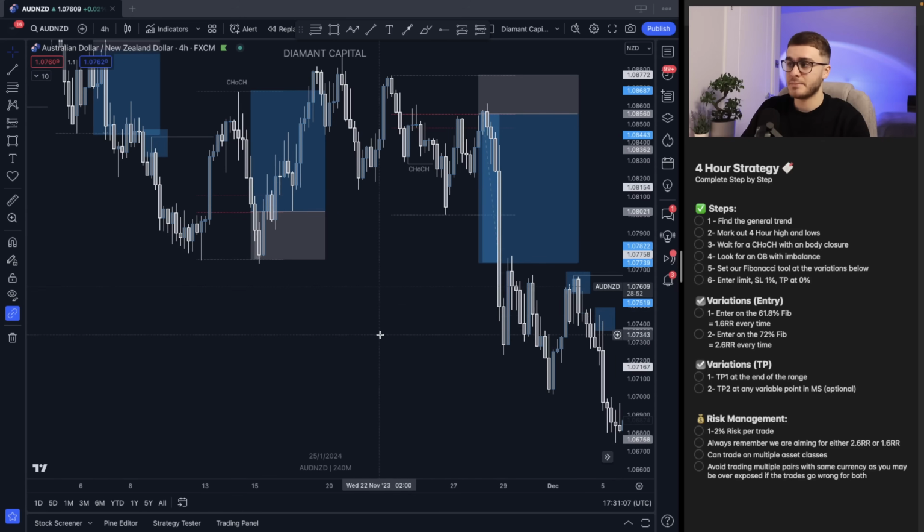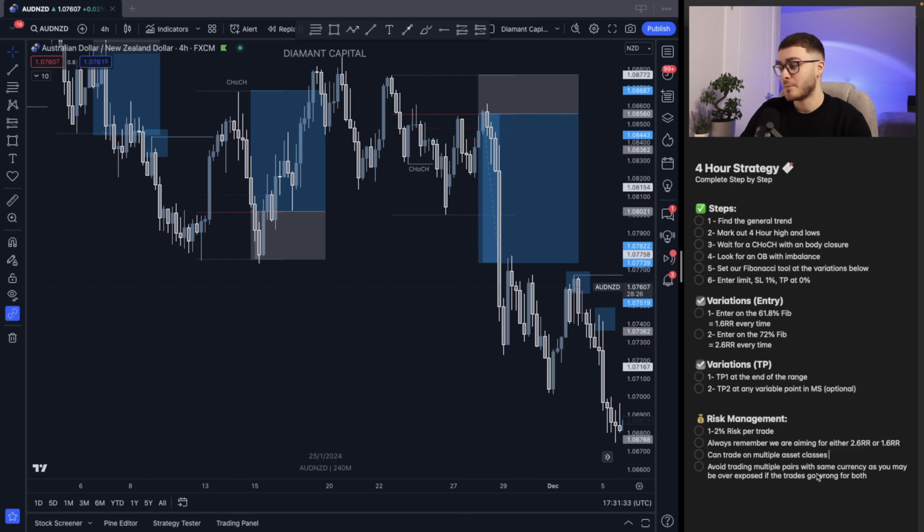Because again, this can be applied on many different types of charts. All asset classes in a way. Always remember, we are aiming for that 2.6 risk reward as our take profit one. This can be traded on multiple asset classes. So if you bring up any chart that you can have, AUD, NZD. Barely any people trade this type of chart. It's not as liquid as Euro USD, for example. But again, the same principles still apply.